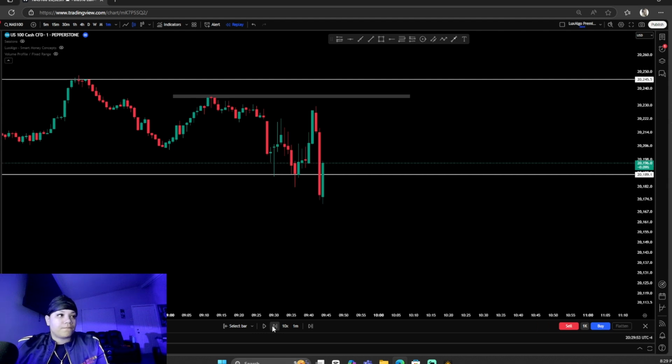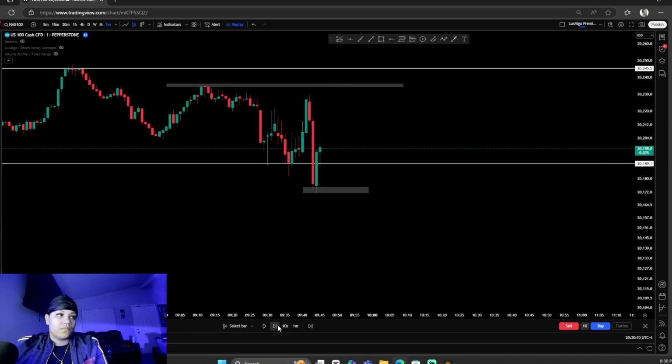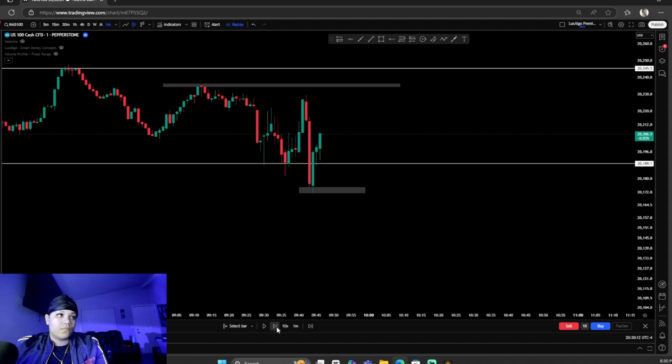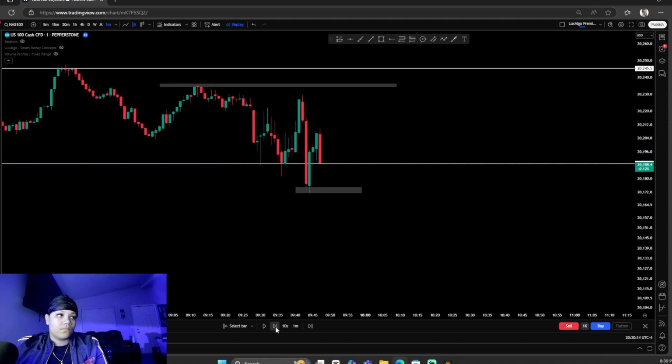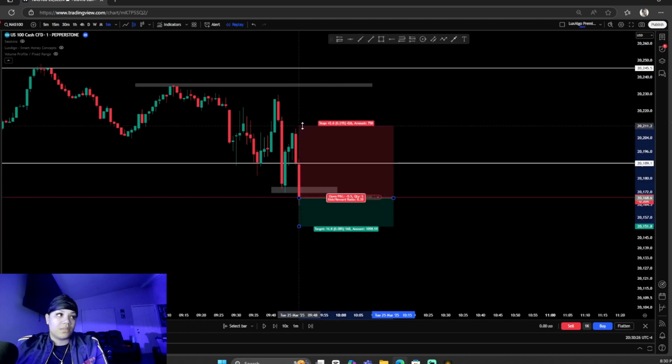Okay, all right, so we got a support formed here. This is technically a support, so now what I want to see price do is break this level back below for me to enter for a sell. All right, so price broke this level, it pulled back and it came back down. So this would technically be a good trade for me to sell. Okay, put my stops above here.